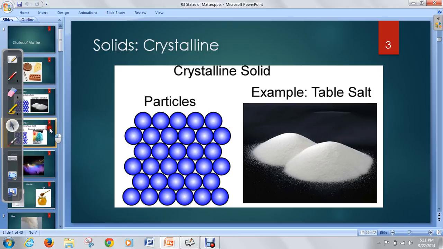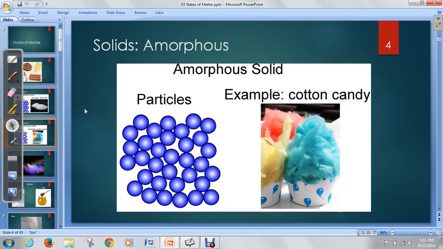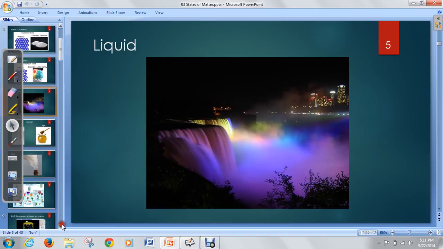And we can compare that to amorphous solids, which kind of don't have any nice order. They don't have a nice pattern, but they're still solid. They're still tightly held together. But things like cotton candy, jello, those types of things that move around more, we call them amorphous solids. Okay. Then we talked about liquids.